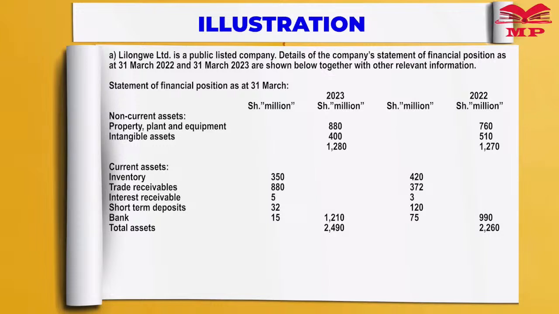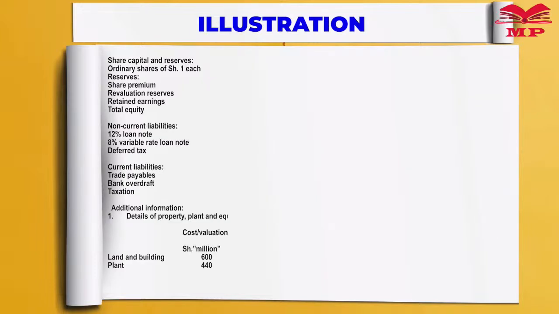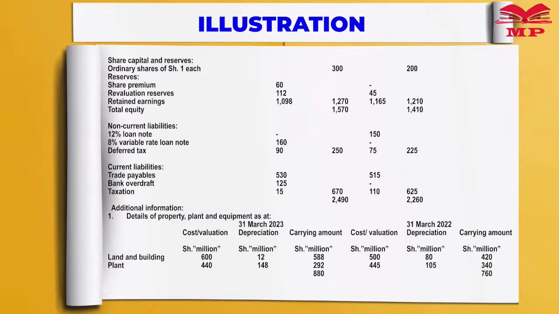So we have non-current assets, which include property, plant and equipment, intangible assets, and then other current assets we have inventory, trade receivables, interest receivable, short-term deposits, and then we have bank. Under share capital and reserves we have ordinary share capital, and then reserves include share premium, revaluation reserve, and then we have retained earnings. Then we have the total equity.